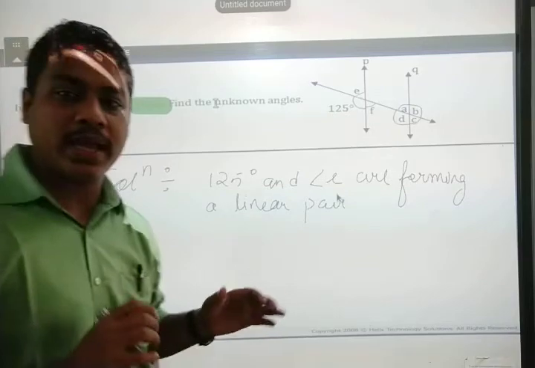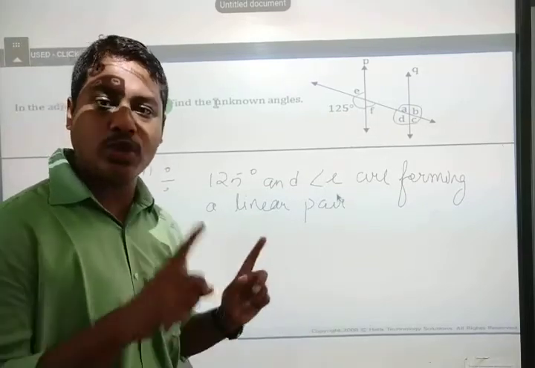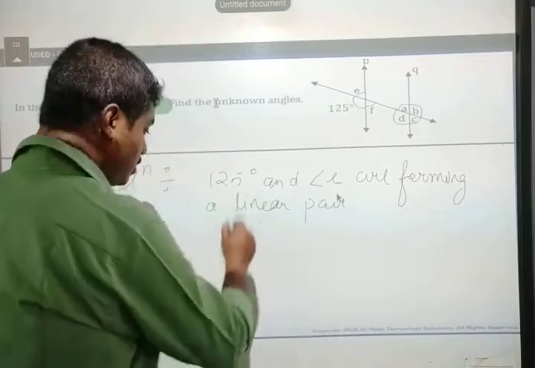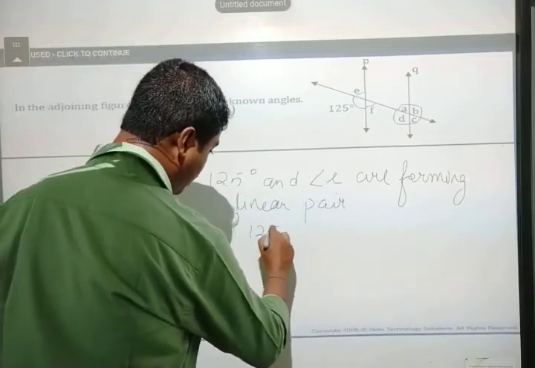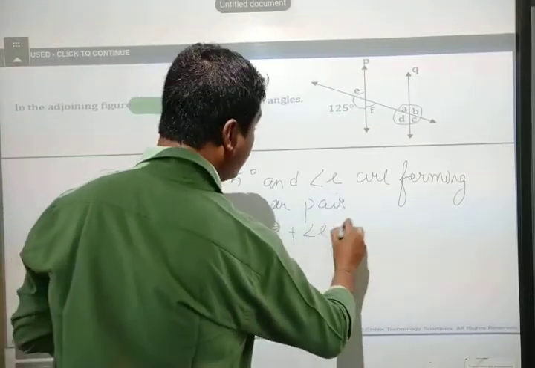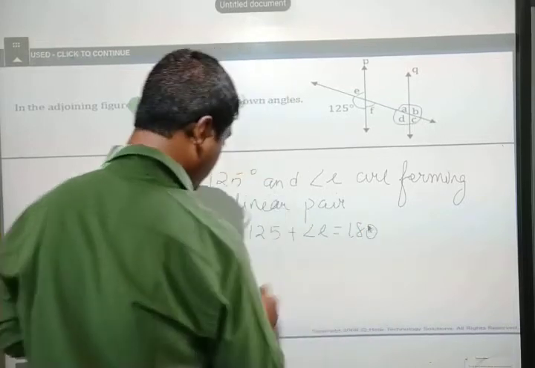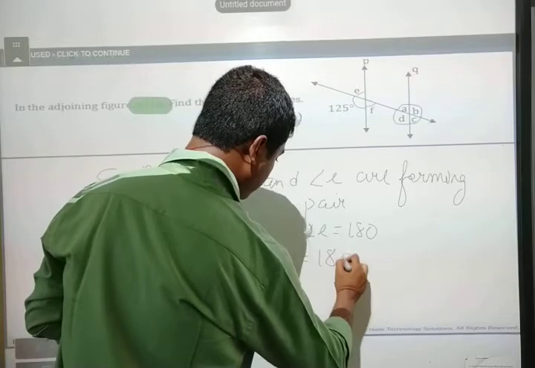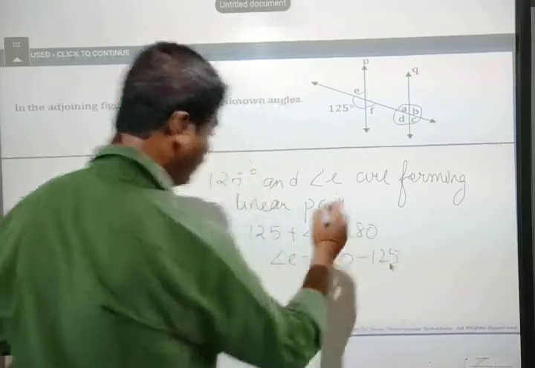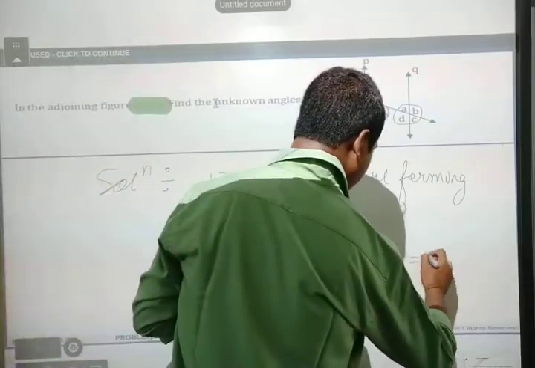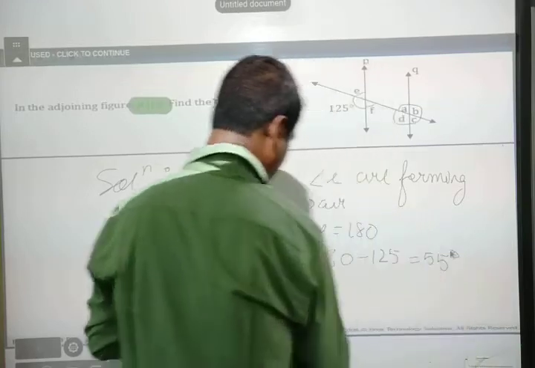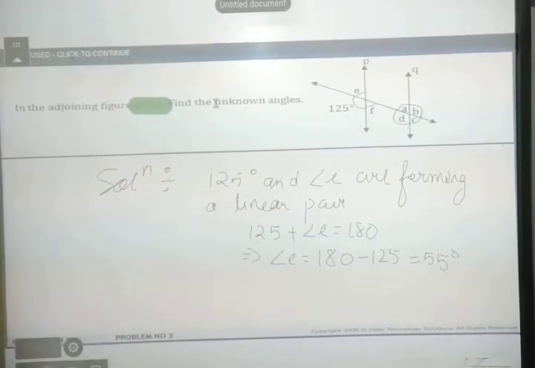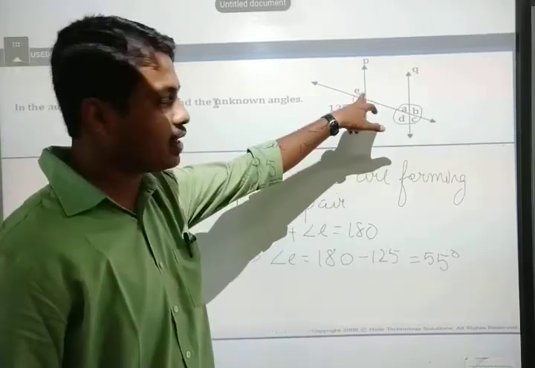And if it is forming a linear pair, the sum of the angles should be equal to 180 degree, because these are supplementary angles. So 125 plus angle E will be equal to 180. So angle E will be equal to 180 minus 125. So if I subtract it, you will be getting the value as 55 degree. That means your angle E is equal to 55 degree.